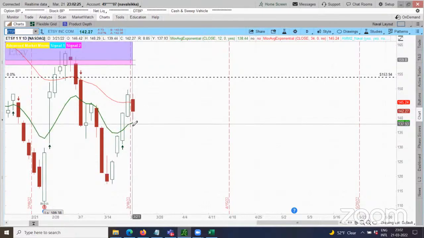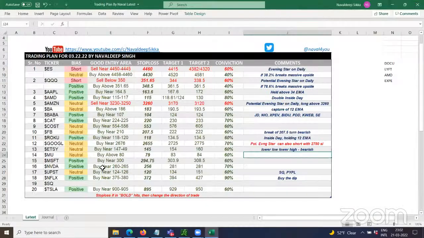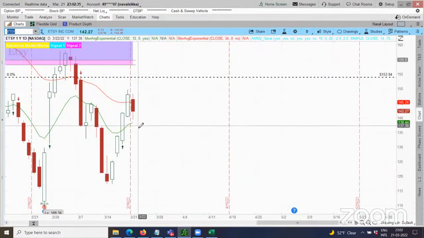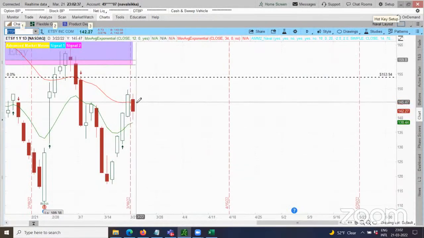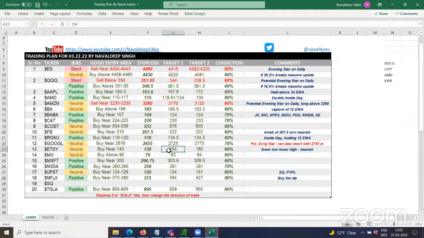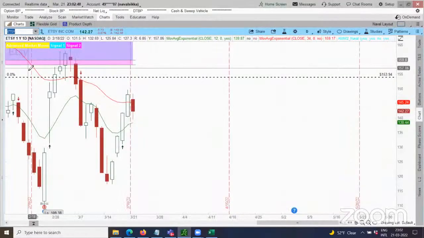Now either you can take this as a stop loss 138. I'm still neutral, so I'm taking 138 as a stop loss. Buy near 140. And target will be 145, 154. Again, 60%. MU failed today.